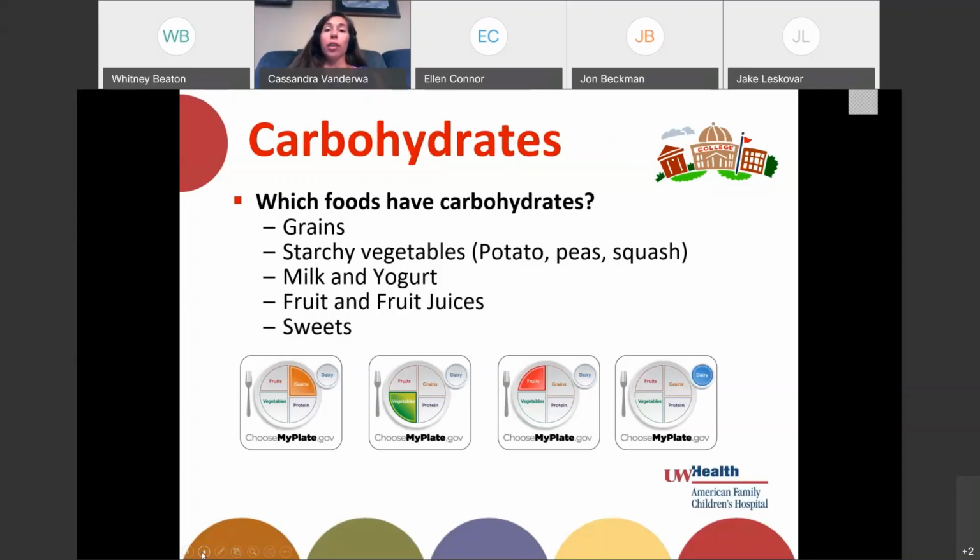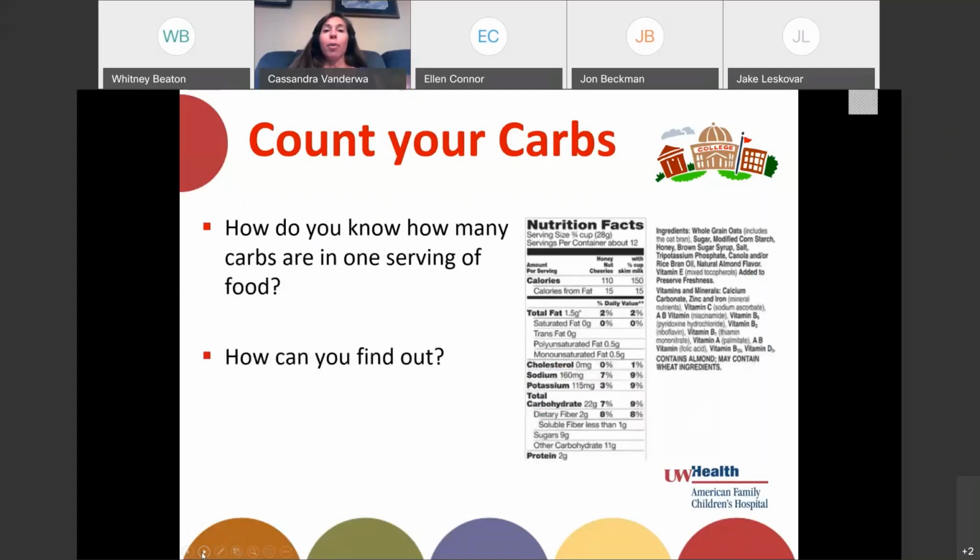So we want to make sure there are some carbs present so that we have a vehicle for our insulin: grains, starchy vegetables, milk, yogurt, fruit, and fruit juices. But we want to make sure that these alone aren't filling our plate. We also want to make sure that we feel confident in counting our carbs, whether it's label reading, using an app such as CalorieKing, calculating the carbs in a recipe that we've made homemade, or even seeking out carb information from our dining hall.